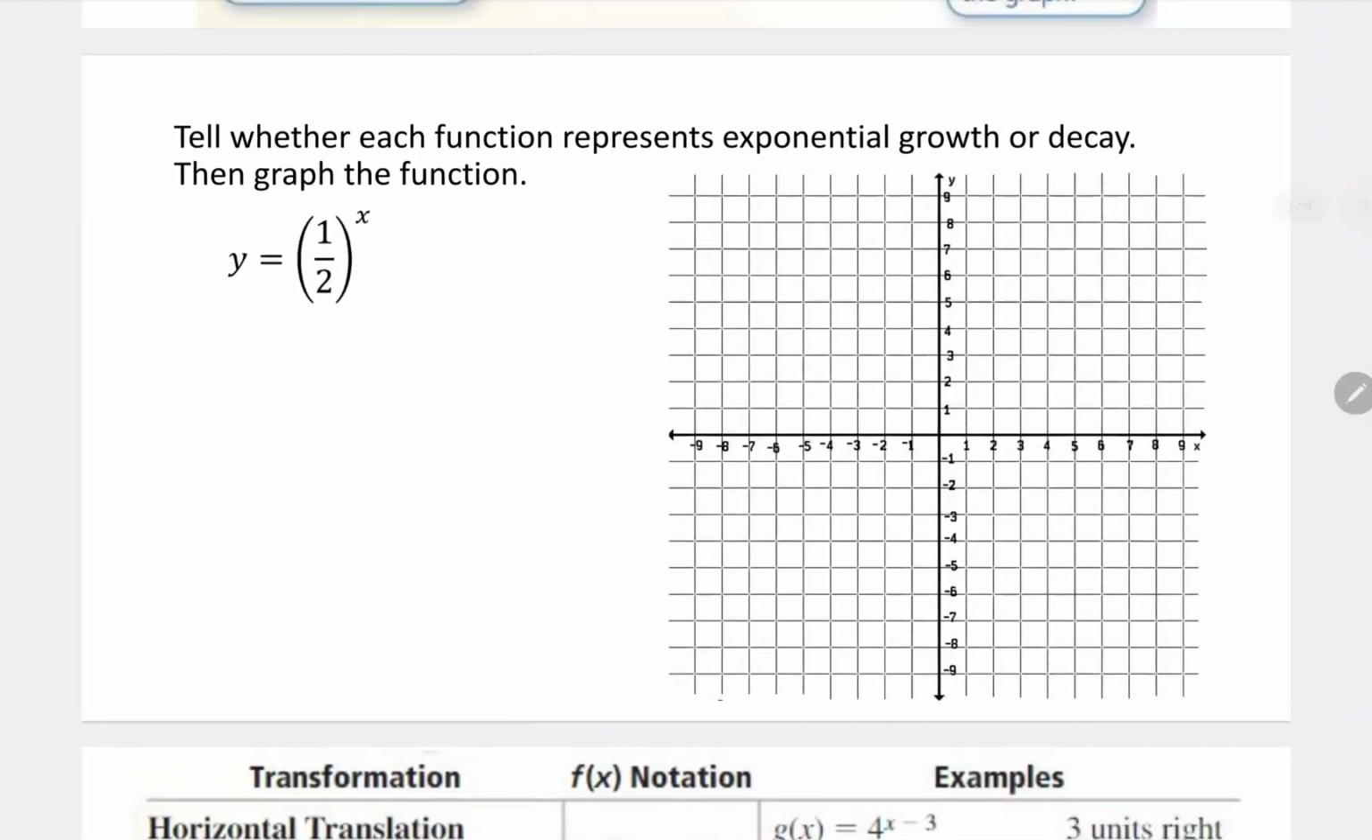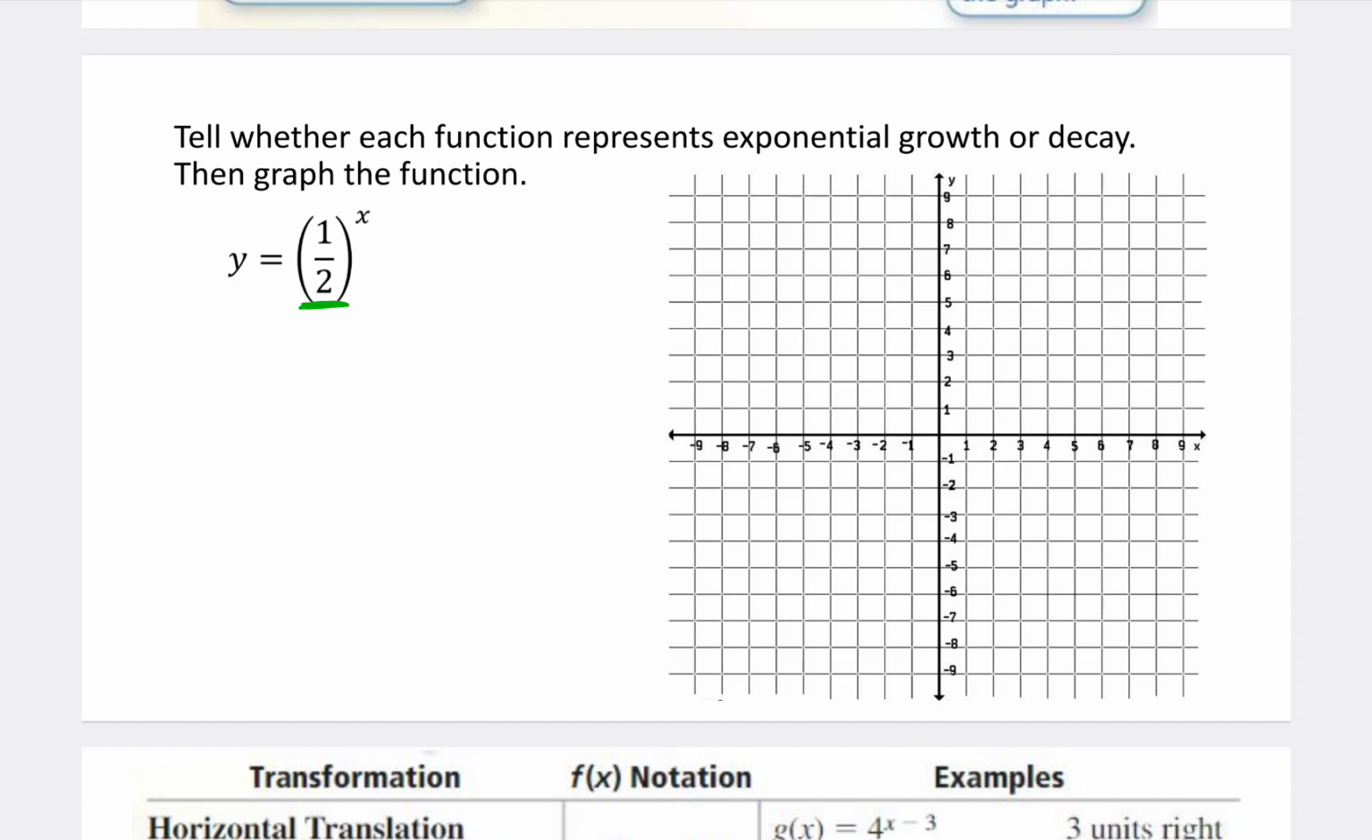So let's graph our first function. The first thing we need to do before we start graphing is to decide if this is going to be an exponential growth or an exponential decay function. To do that, we look at the base. So the base of this function is 1/2. That's what's being raised to the exponent of x.